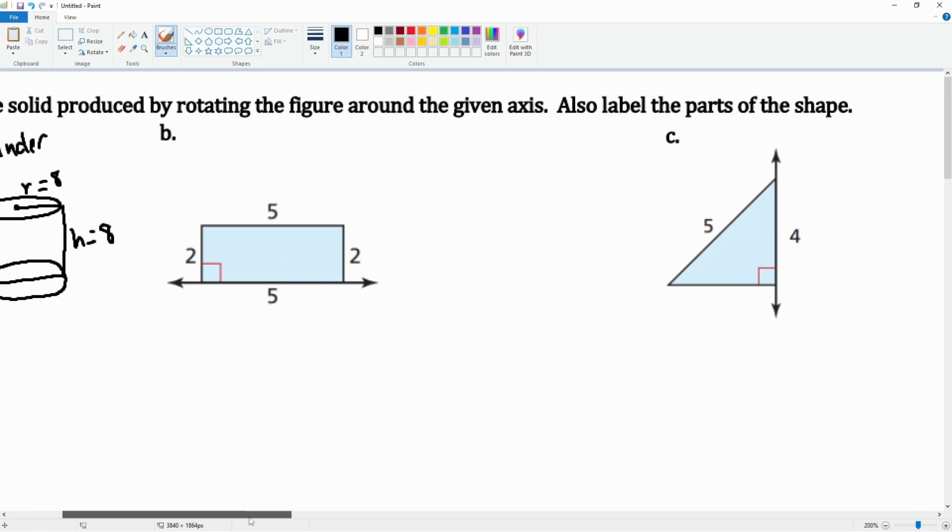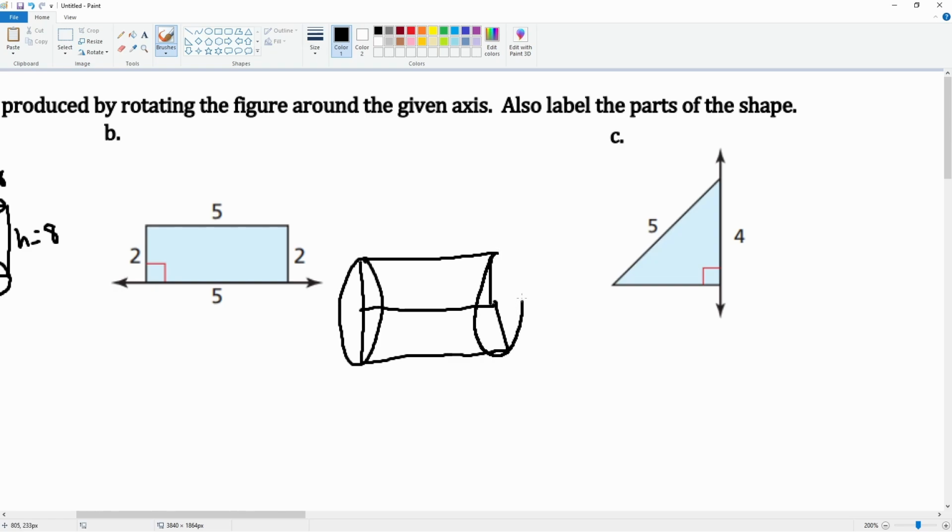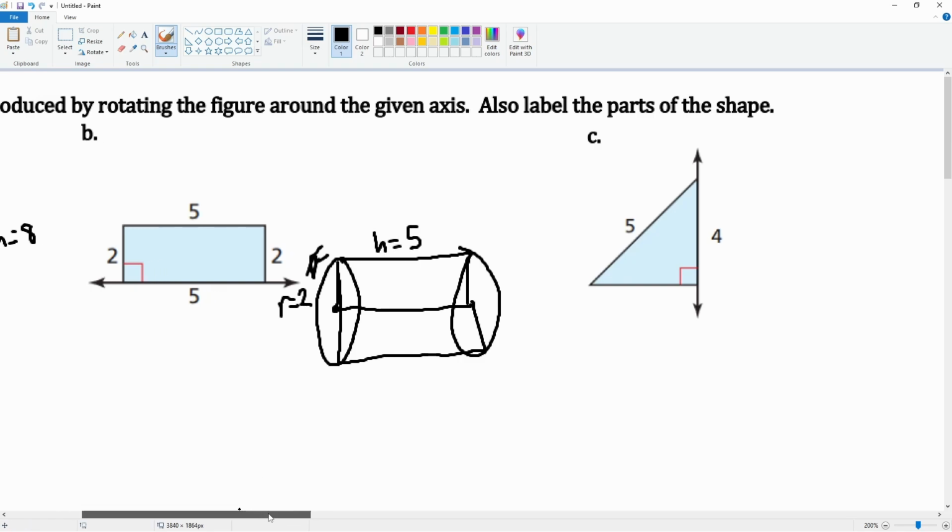And so it's a cylinder with a radius of 8 and a height of 8. Okay. Here you rotate it horizontally and it looks like you are going to get here, then here's the line, and then you rotate it around so it should look like this. Oh, looks like that will make a cylinder. So the radius here is equal to 2 and the height is equal to 5.